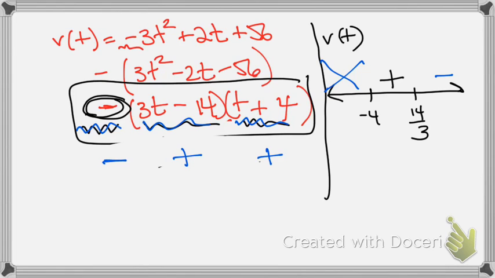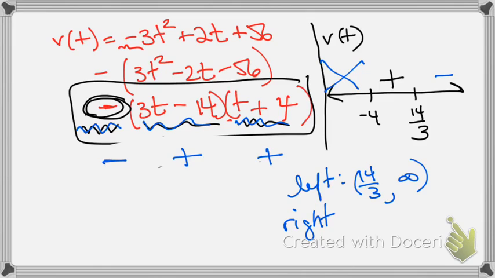So I don't know what this question was we were looking for, left and right? Okay. Well, particles moving left when velocity is negative. So left would be 14 thirds to infinity. Right is when velocity is positive, which you might think it's negative 4 to 14 thirds, but again, you can't have a negative time. So you got to stop at 0 to 14 thirds.